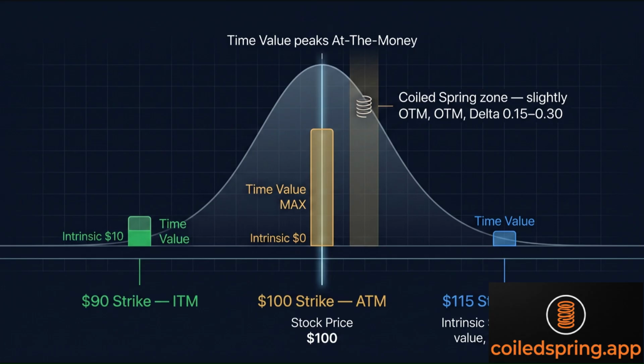And this brings us to the coiled spring strategy. We target slightly out of the money LEAPS with a delta between 0.15 and 0.30. Why slightly OTM and not deep OTM or ATM? Because slightly OTM gives us the best balance. Deep OTM options are cheap but have very low delta and high probability of expiring worthless. ATM options are expensive. We pay a lot of time value. Slightly OTM sits in the sweet spot. Meaningful delta, reasonable premium, significant leverage, and with LEAPS giving us the time for the thesis to play out. It's not about gambling on a lottery strike. It's about finding the option where the structure is most efficient for the capital we're deploying.